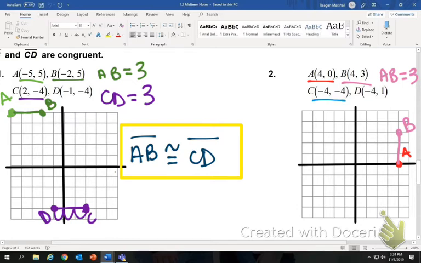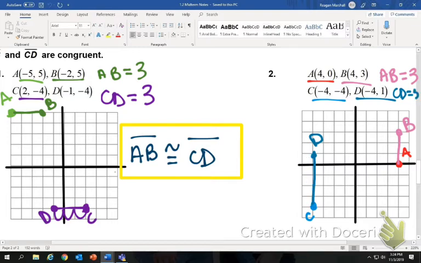We'll do the same thing for C and D. C is negative 4, negative 4. So 1, 2, 3, 4, down 1, 2, 3, 4. And then D is negative 4, 1. So 1, 2, 3, 4, up 1. So the length of CD is 1, 2, 3, 4, 5.